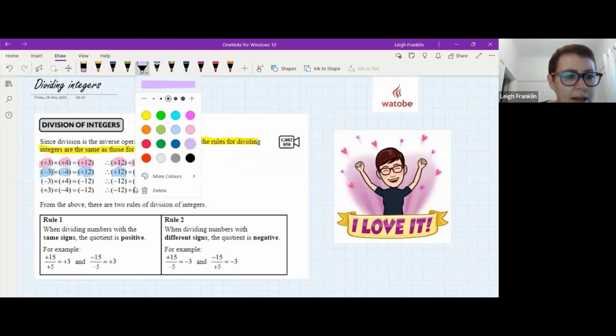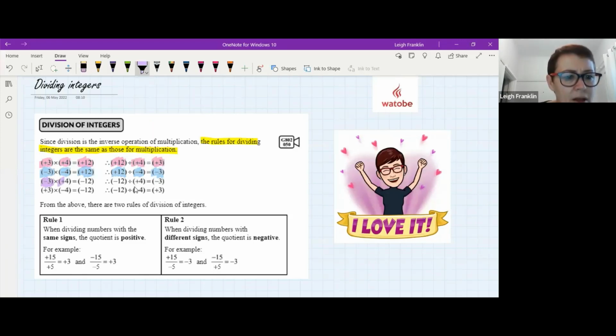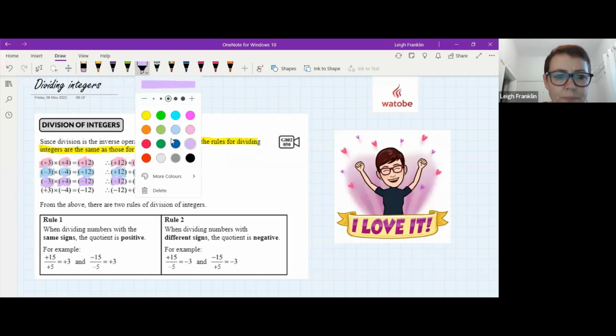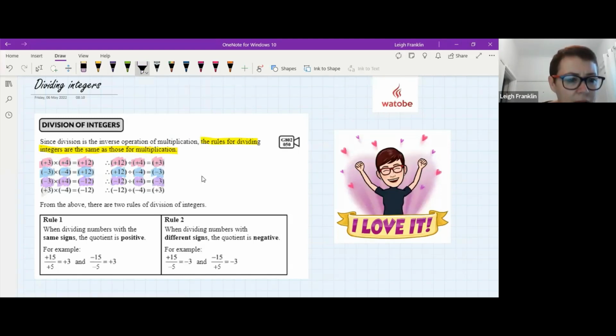Now, if we have a negative number and we multiply that by a positive, we get a negative value. So if we take a negative value and divide it by a positive, we're going to end up with a negative number. All right, and then the last one, if we have a positive number and we multiply that by a negative, we get a negative answer. So if we start with that same negative and divide it by a negative, we're going to end up with a positive answer. All right, so that's where it comes from. So it's easy to remember because it's exactly the same as multiplying.